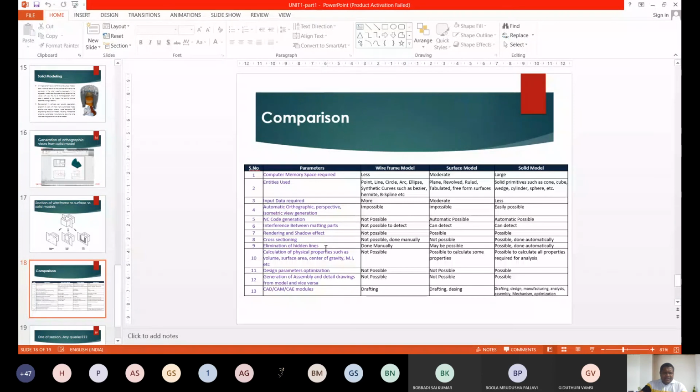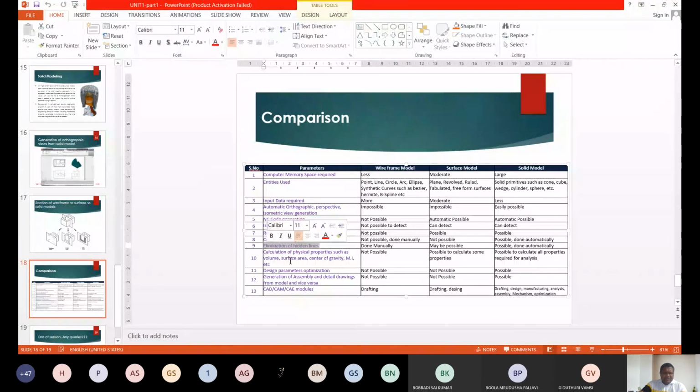For example, elimination of hidden lines, hidden line removal. If you take any object, definitely certain edges are hidden, and certain edges are visible to the viewer. Those hidden edges need to be eliminated, otherwise it leads to unnecessary confusion for the user. Elimination of hidden lines is not possible in case of wireframe model, but if you want to eliminate them, you have to manually pick those lines and remove them. So manually you need to do it, and it may be possible in case of a surface model, but it is possible in case of a solid model.